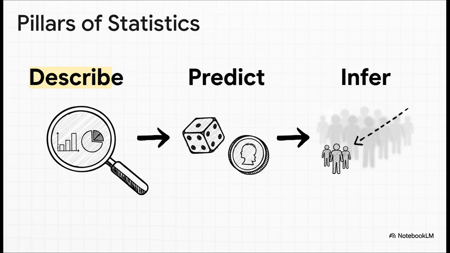1, describe your data. That's your mean and standard deviation. 2, predict what could happen. That's all your probability stuff and the bell curve. And 3, infer. Use your small sample to make a big guess about the population. Describe, predict, infer. That's the entire course in 3 words.